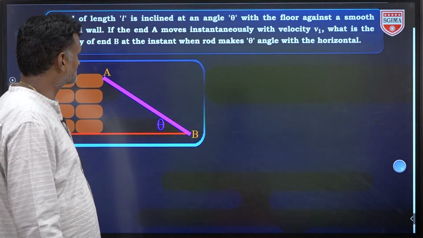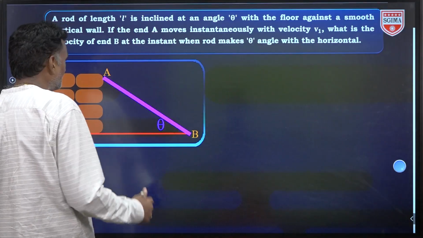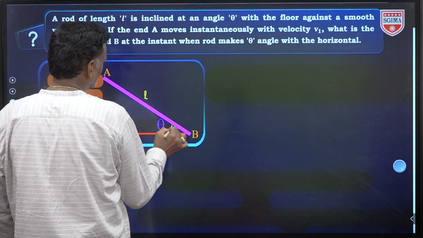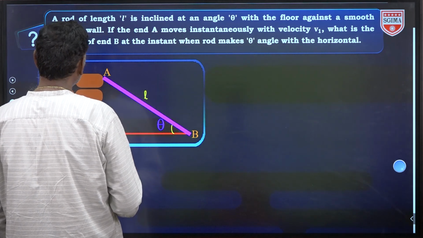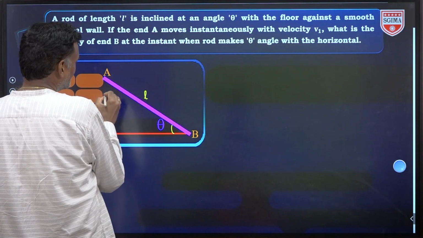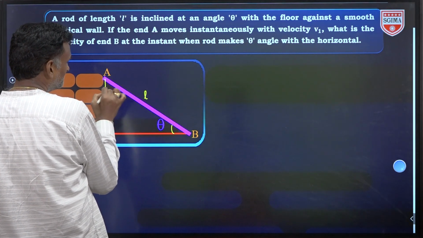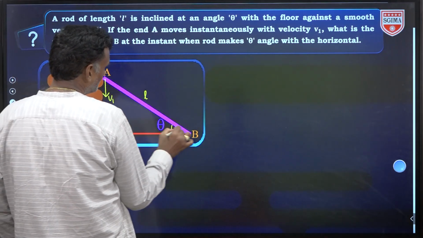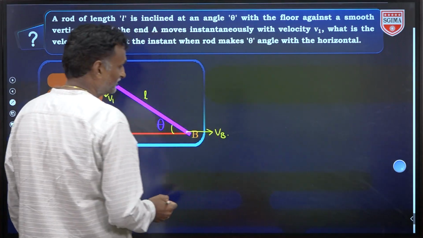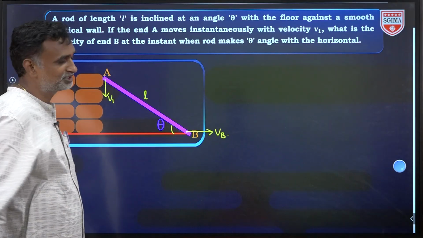This is one illustration, where a rod of length L is inclined at an angle theta. Suppose this is L and it is inclined at theta with the floor, against a smooth vertical wall. This is the wall. If the end A moves instantaneously with the velocity V1, what is the velocity of end B at the same instant? Let us take it as VB. VB we do not know, we need to find it, and we need to maintain the relation here.